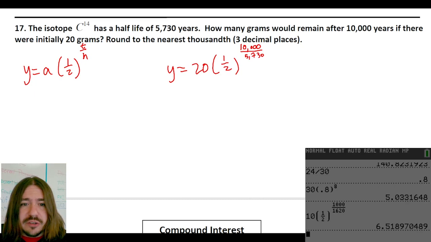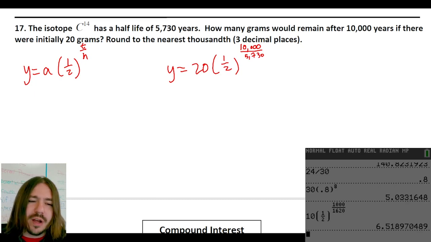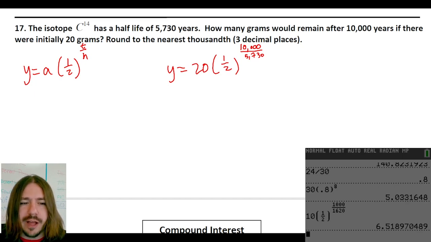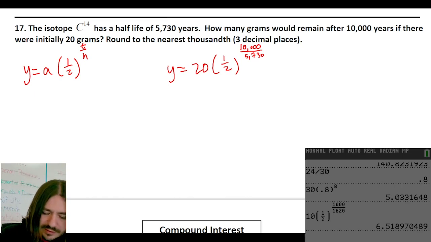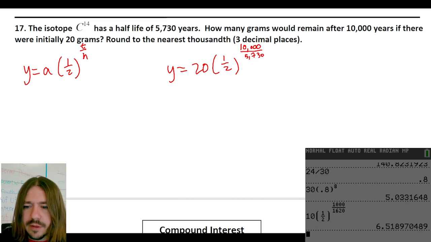Since 10,000 years is more than one half-life, it's almost 2 half-lives. Not quite, but almost. So if I cut 20 in half once, that would give me 10, cutting in half twice would be 5, but we're not quite at 2 full half-lives with 10,000 years. So I'm going to estimate, similar to the last one, that we have something just slightly more than 5. So probably around 6, 7, something like that. So let's see what we actually end up getting here. We're going to type all this into the calculator.